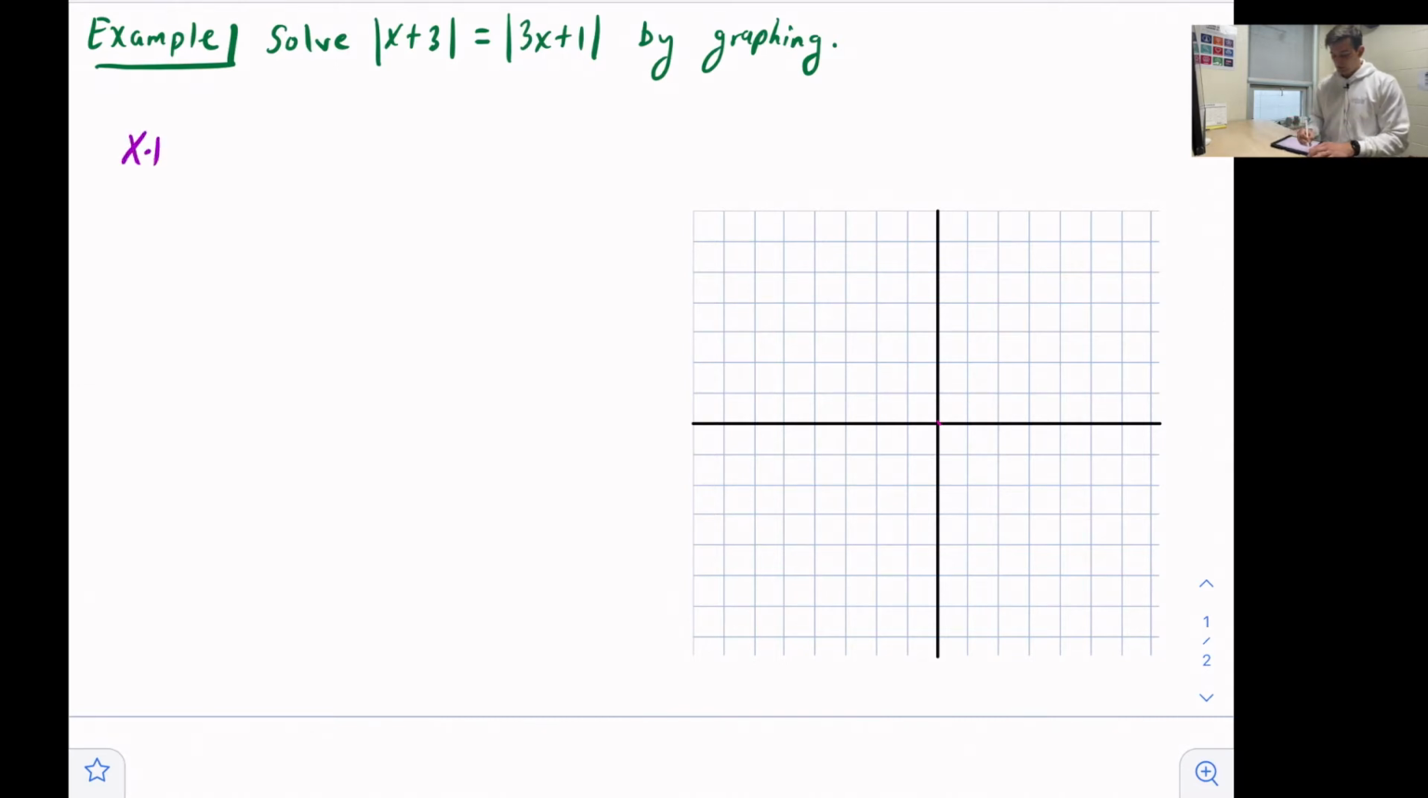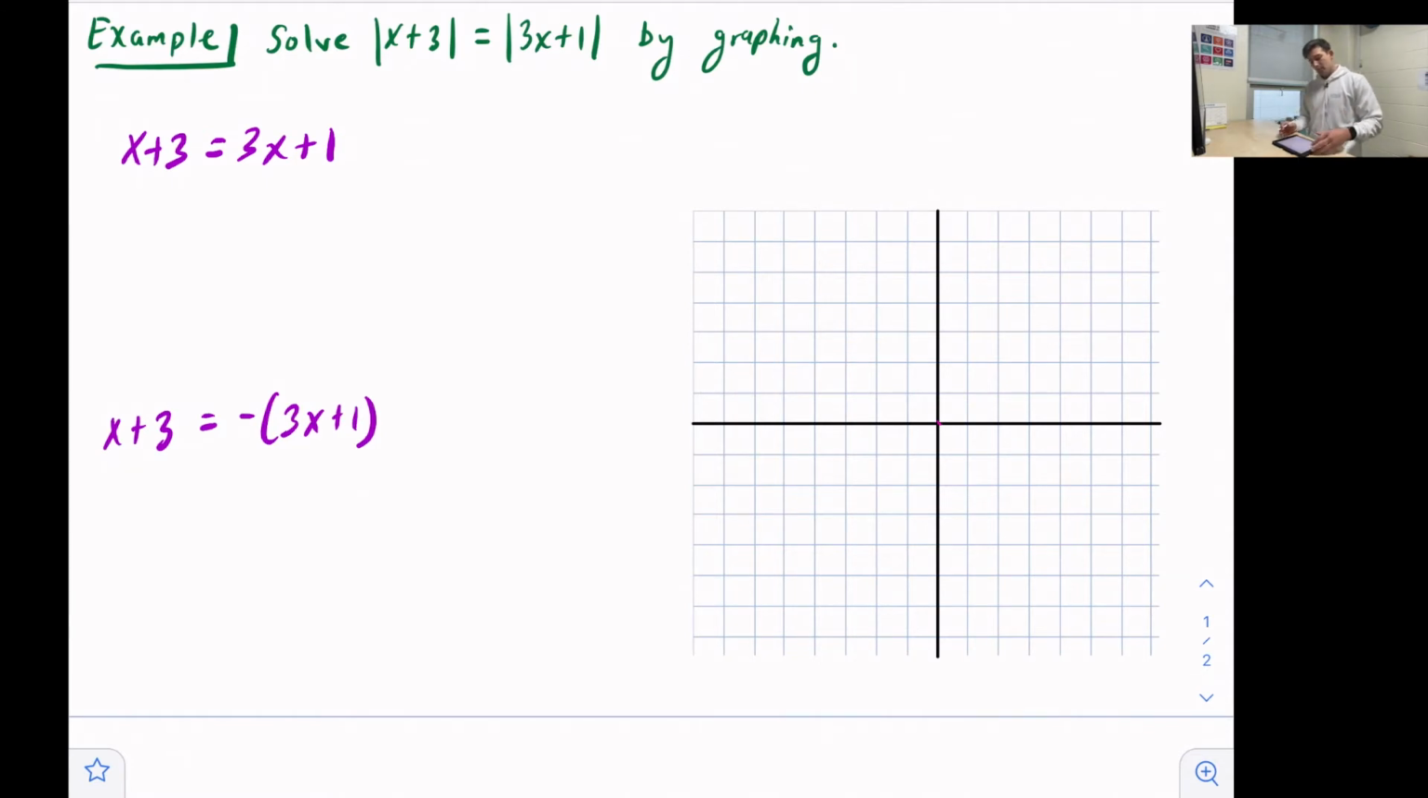We're going to say x plus 3 is equal to 3x plus 1. That's one of our equations that we could have. The other equation we could have, the left side is going to stay the same, but we're going to make the right side opposite. So x plus 3 is still x plus 3, but now we have the opposite of 3x plus 1.